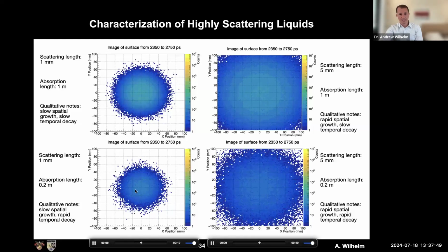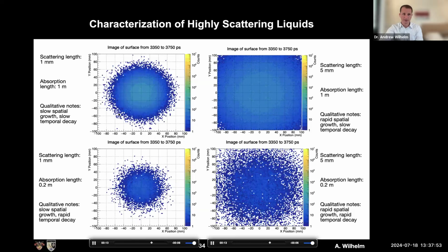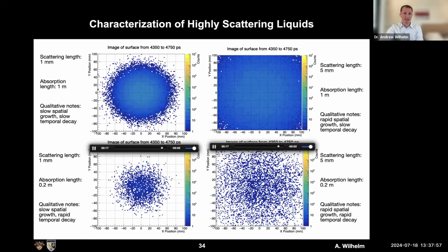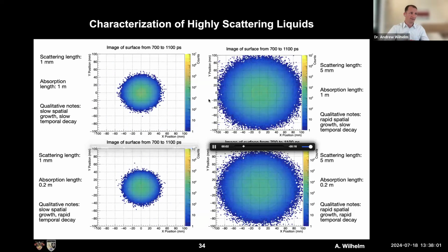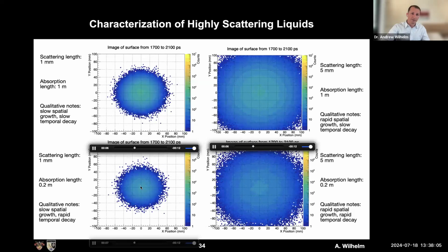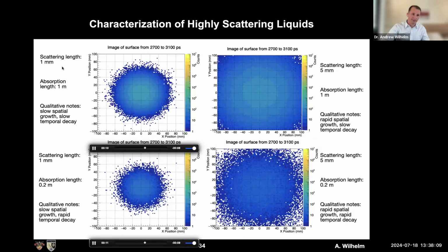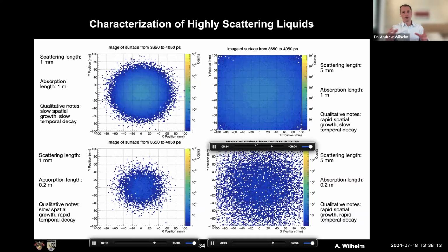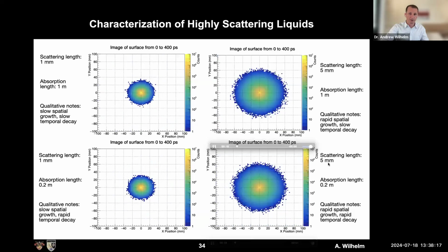And the signal decays relatively quickly for those two. Conversely, on top, the absorption length is longer and the signal is decaying more slowly. So that light is sticking around for longer, and that's indicative of a longer absorption length. And then you can see that the rate of growth of these two light balls is similar to each other, because they both have the same scattering length of 1 millimeter. And over here, the rate of growth of those is similar to one another because they both have the same scattering length of 5 millimeters.